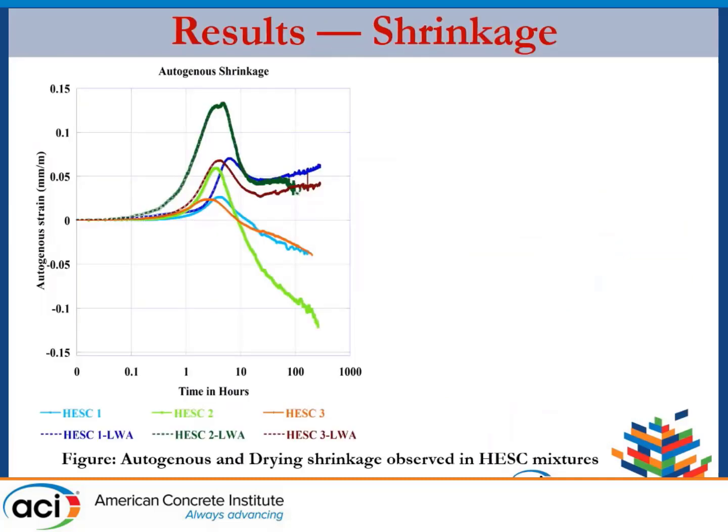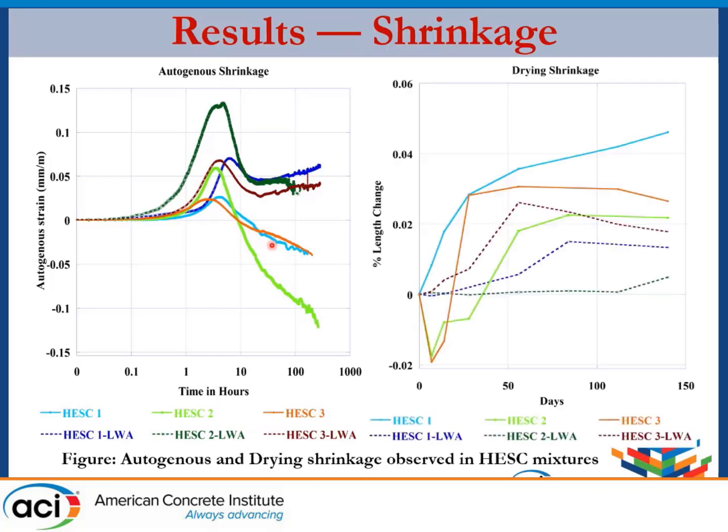The autogenous shrinkage for all these samples is shown on screen. We can see that the samples with internal curing had a high initial shrinkage, but after that the shrinkage remained constant. On the other hand, the mixtures prepared without internal curing had a small initial shrinkage, but after that they showed a large drop in the shrinkage values.